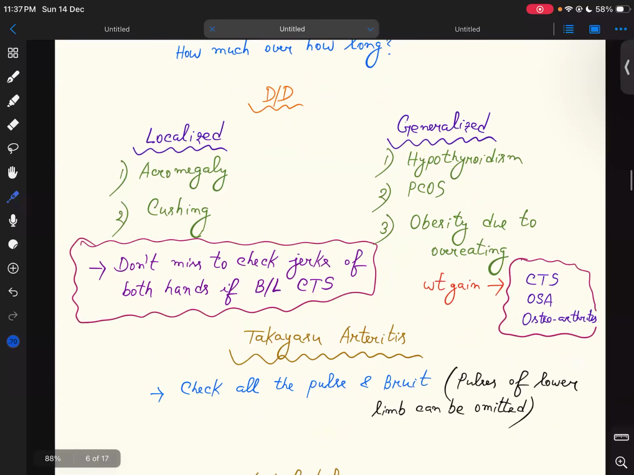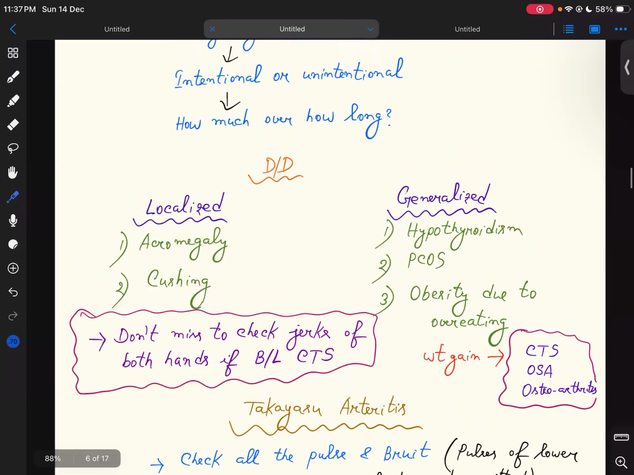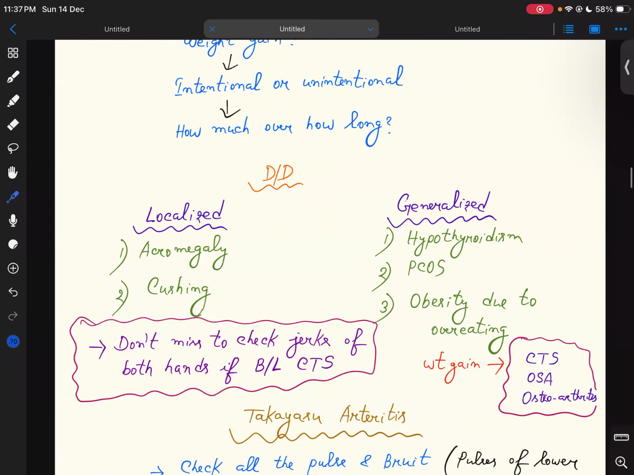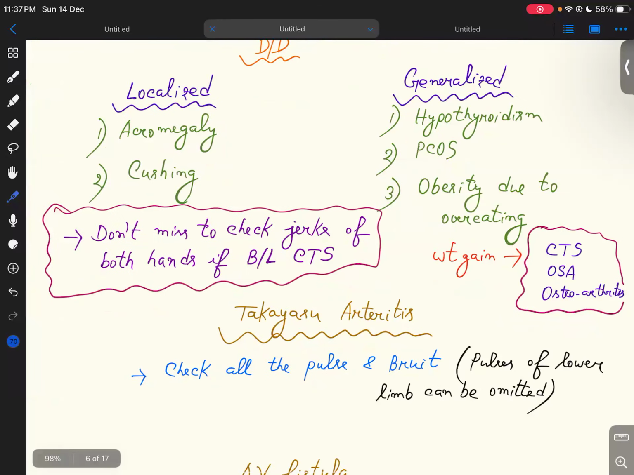Then another thing. Weight gain is a very popular prompt in the PACES exam, and weight gain will be discussed separately during the endocrinology prompt discussion. But we have to keep in mind that for any weight gain, there are 3 complications we have to rule out. They are carpal tunnel syndrome, obstructive sleep apnea, and osteoarthritis. Please don't forget this. If you forget this, you will lose marks in the physical examination and also in identifying physical signs. One is carpal tunnel syndrome, one is obstructive sleep apnea, one is osteoarthritis.